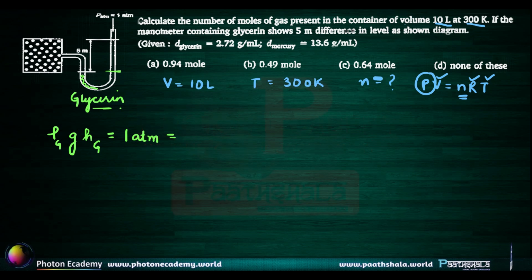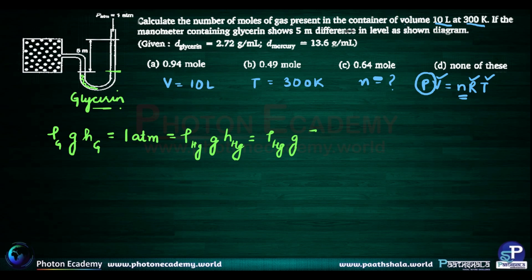And if we talk about this in terms of mercury, we know that this will be equal to the density of mercury times g times height of the mercury column. And for 1 atm, if you remember, what does the height of the mercury column come out to be? It comes out to be 76 centimeters. Or let's write it as 0.76 meters.